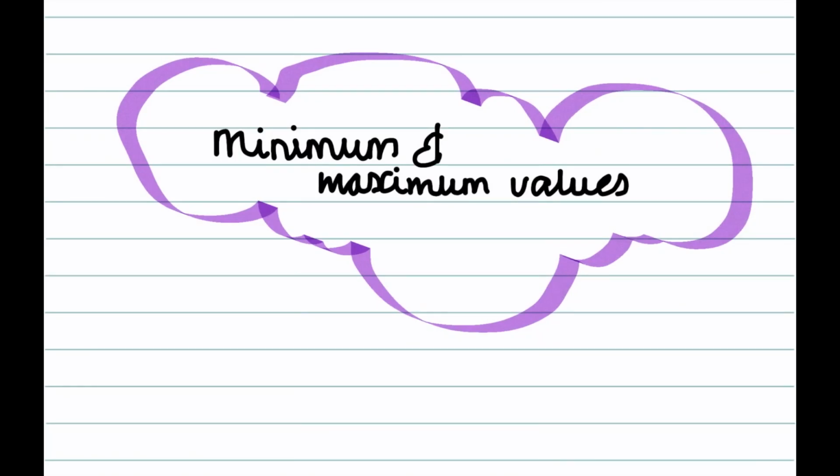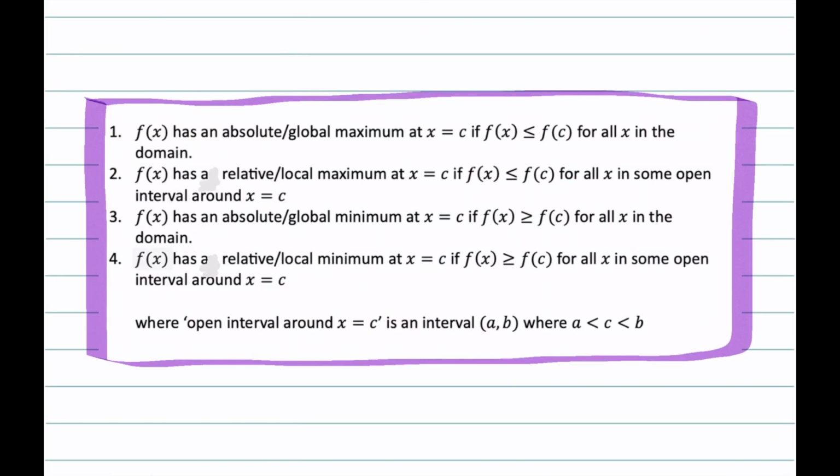So in this video, we'll be looking at minimum and maximum values. Let's first remind ourselves of the types of minimum and maximum values. So firstly, f of x has an absolute or global maximum at x equals c if f of x is less than or equal to f of c for all x in the domain. Secondly, f of x has a relative or local maximum at x equals c if f of x is less than or equal to f of c for all x in some open interval around c.